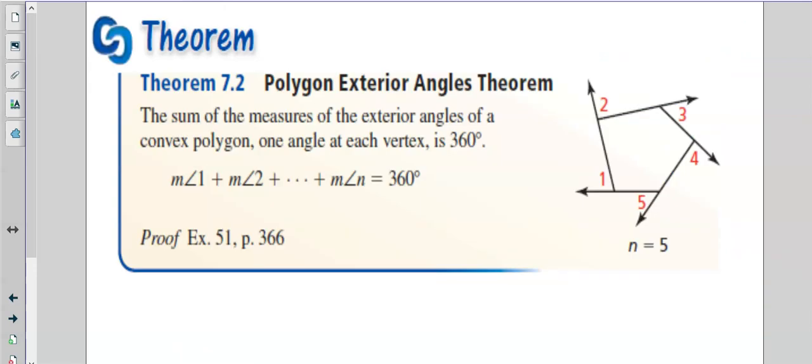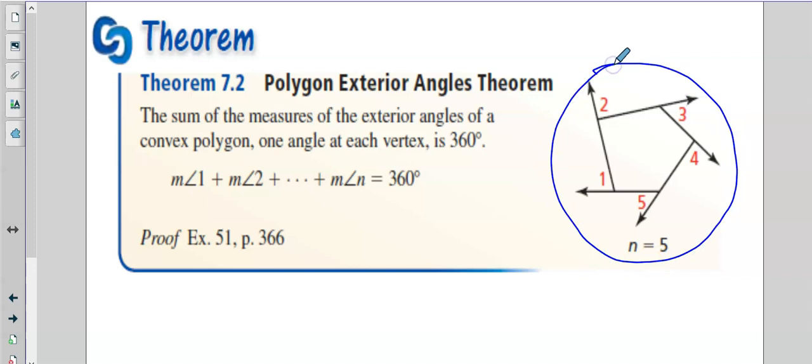All right, polygon exterior angles theorem. The sum of the measures of the exterior angles is always 360 degrees. If you think about it this way, here's a little cheat to remember this. These are the outside angles. If you go around the outside of this shape, you end up with a 360 degree circle.